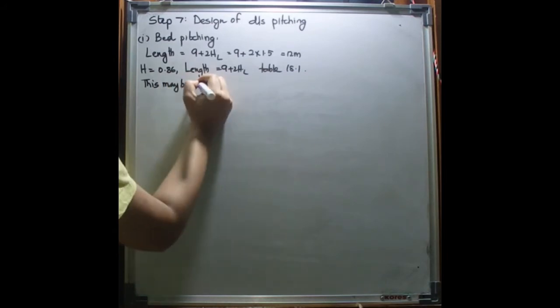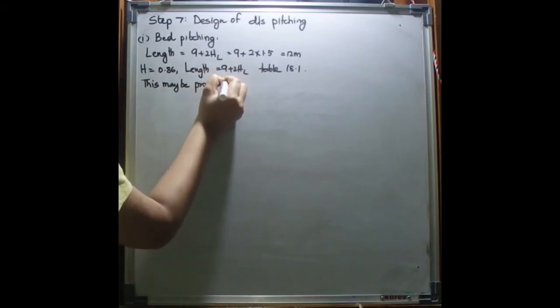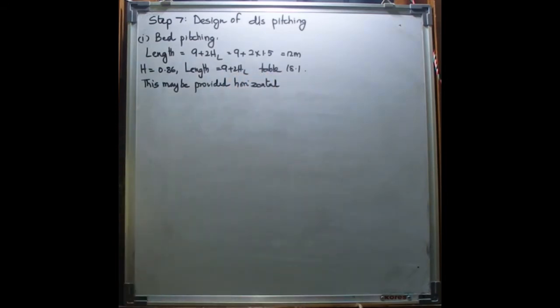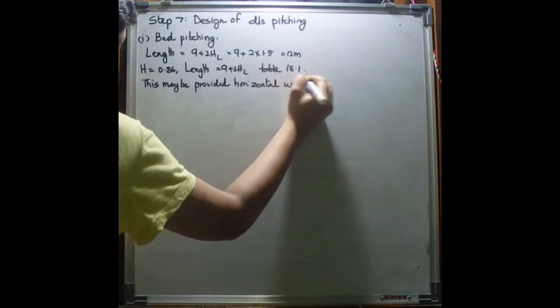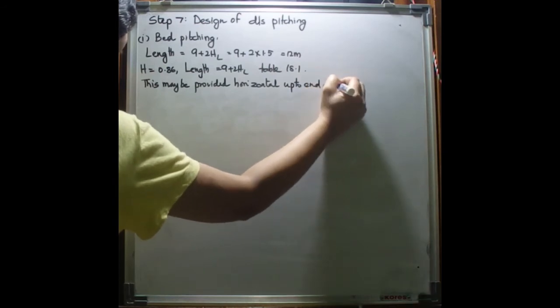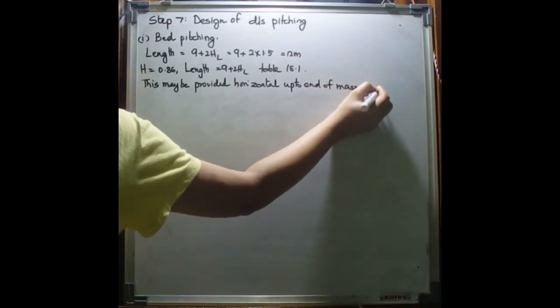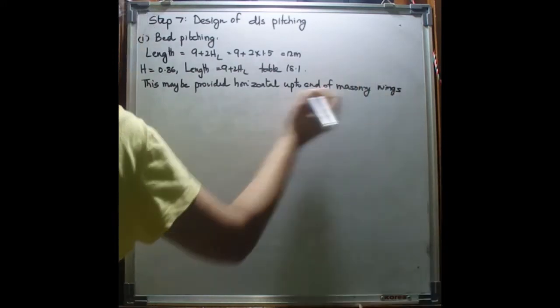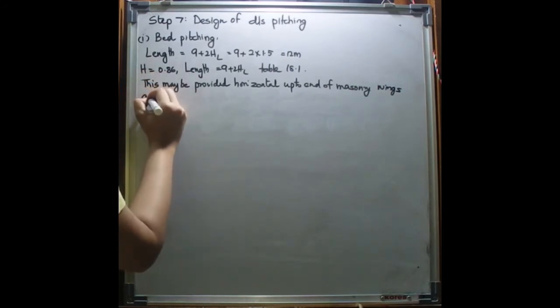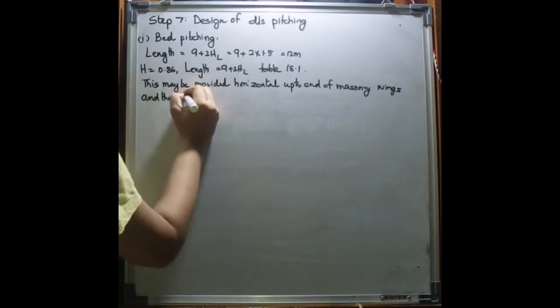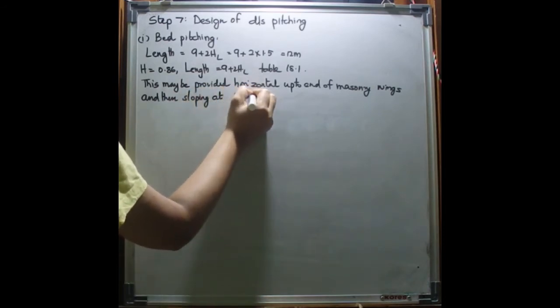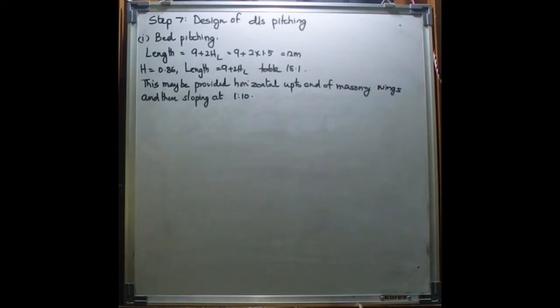This may be provided horizontal up to the end of masonry wings, and then sloping it 1 in 10.